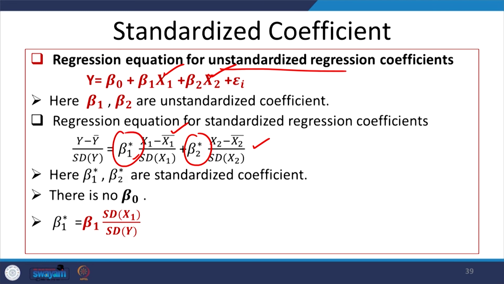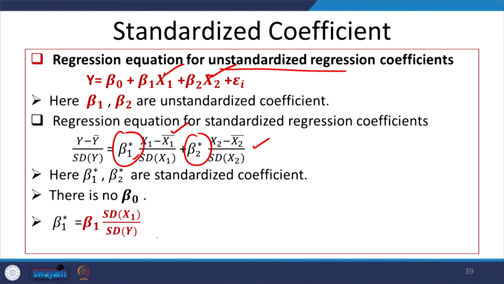And there is no beta naught, because it is already a constant, and if you take its mean value from its constant value, the mean and the value itself are the same. So the difference is going to be 0, and there will be no question of beta naught. Therefore, for standardized coefficients, beta 1 star is equal to beta 1 times the standard deviation of x1 divided by the standard deviation of the dependent variable. This is very important so far as any quiz question is concerned. You can just take note and you will understand further.